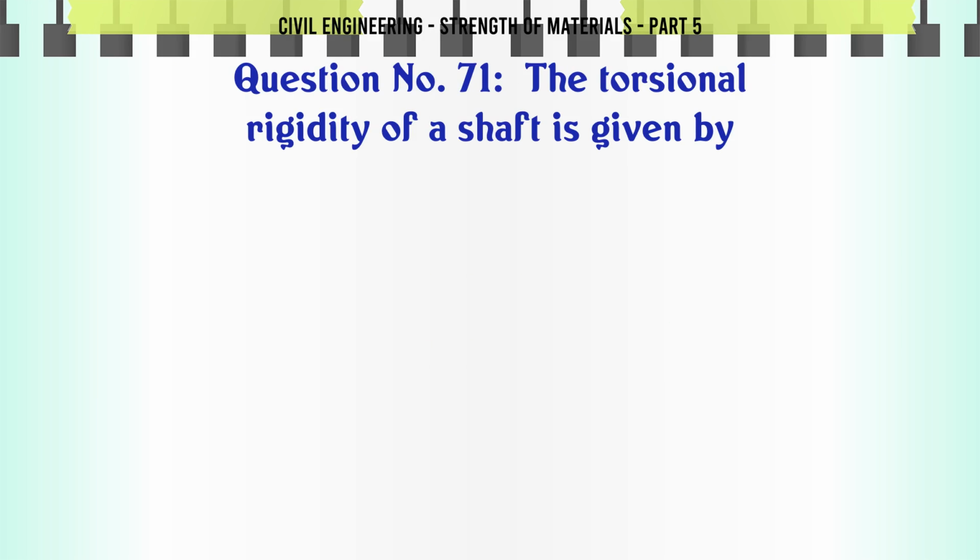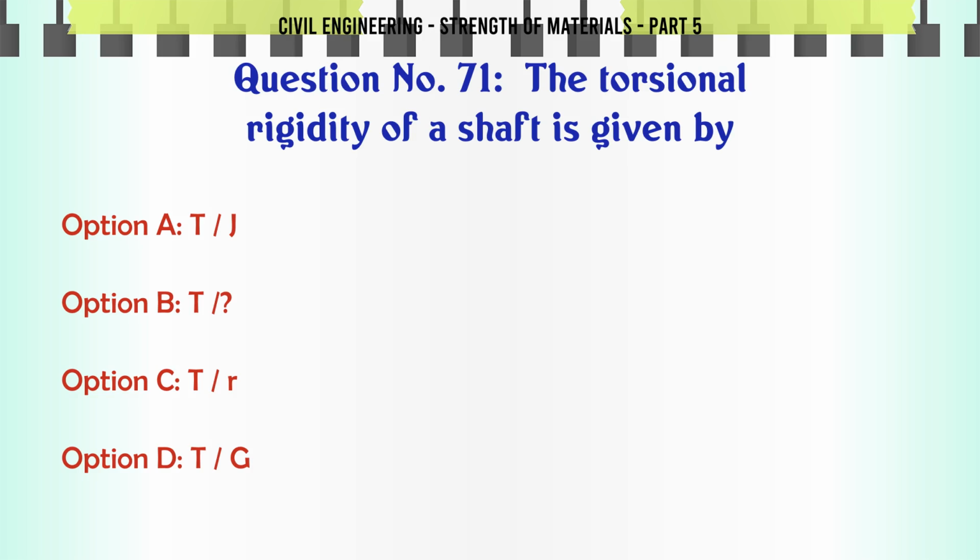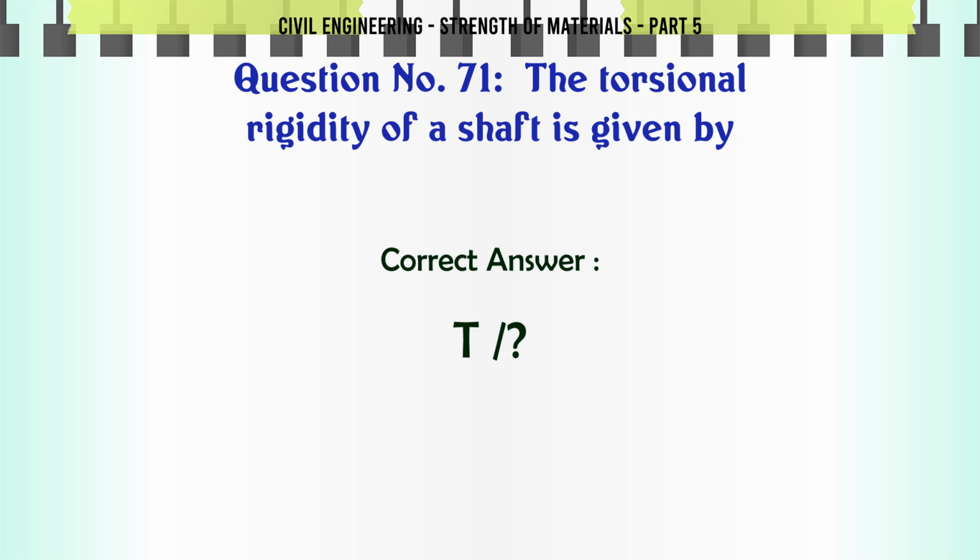The torsional rigidity of a shaft is given by A. T/J, B. T/θ, C. T/R, D. T/G. The correct answer is T/θ.